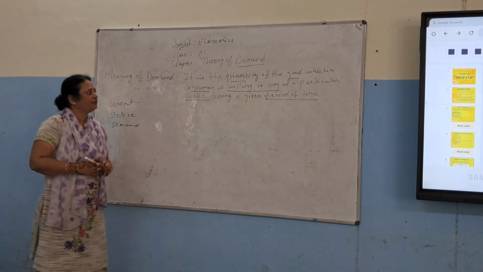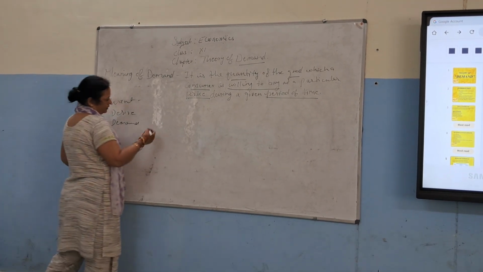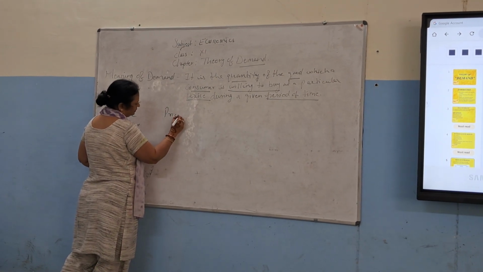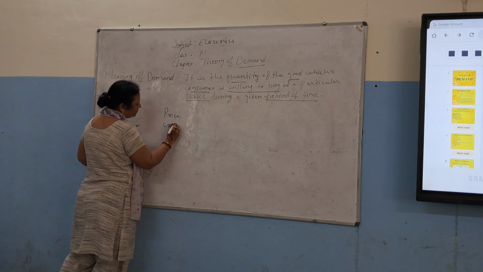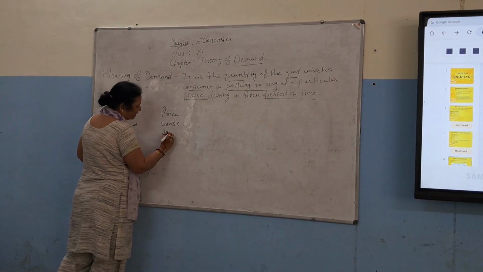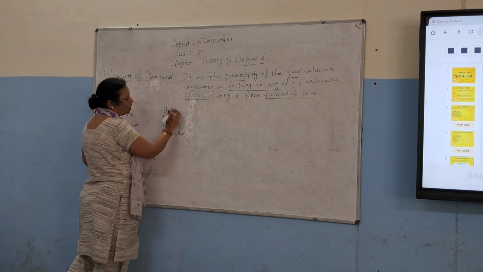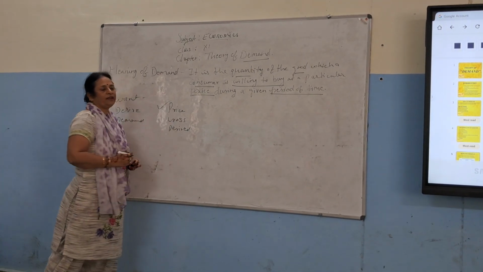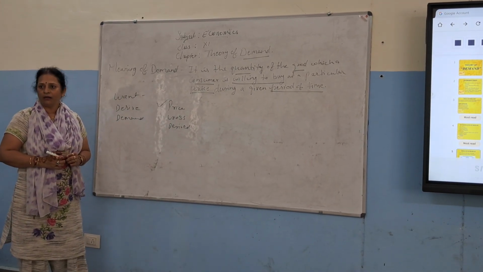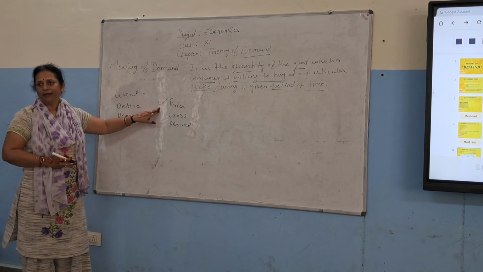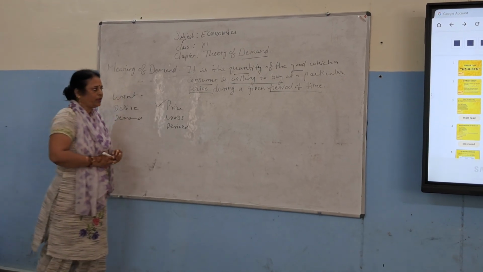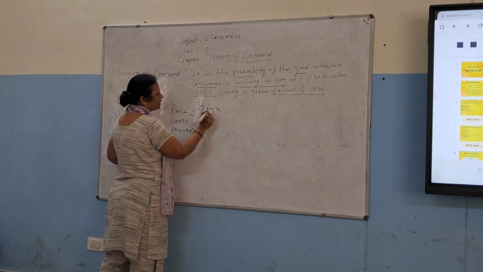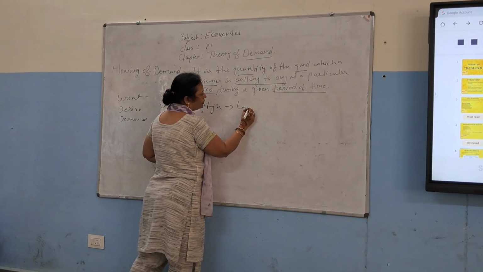Now, this demand gives us various types, that is price demand, cross demand, derived demand. Okay, but all these are not there in your syllabus. We will be focusing only the relationship between the demand of a commodity and price of the commodity. So, when we talk about these two things, it gives us law of demand.